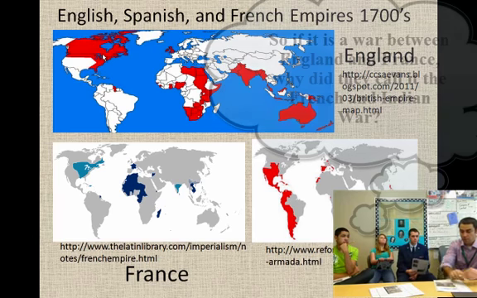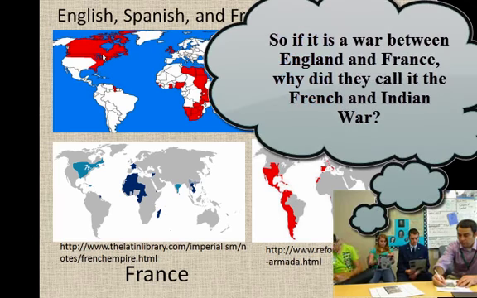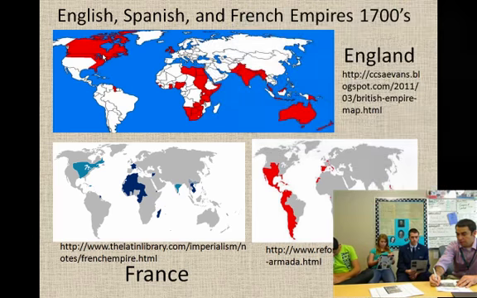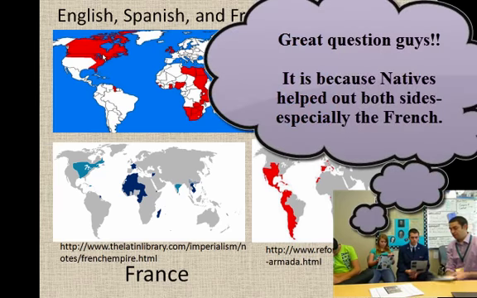It was a war between England and France, basically over land. Now the 13 colonists, originally, they were from England.